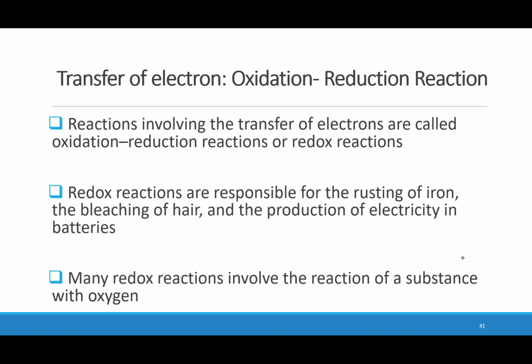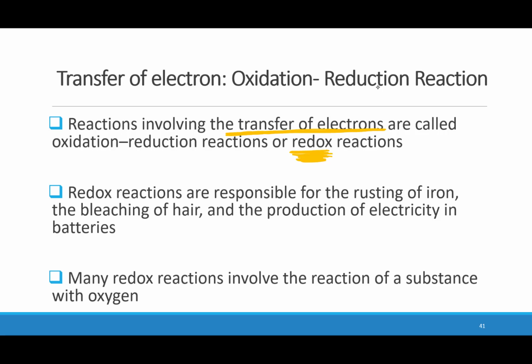Now the third type is redox reactions, or oxidation reduction reactions. Whenever we have an oxidation reduction reaction, which we also call a redox reaction, there is a transfer of electrons. Whenever we have a transfer of electrons, that reaction is always a redox reaction. That means one of the reactants is going to get oxidized, and another reactant is going to get reduced.